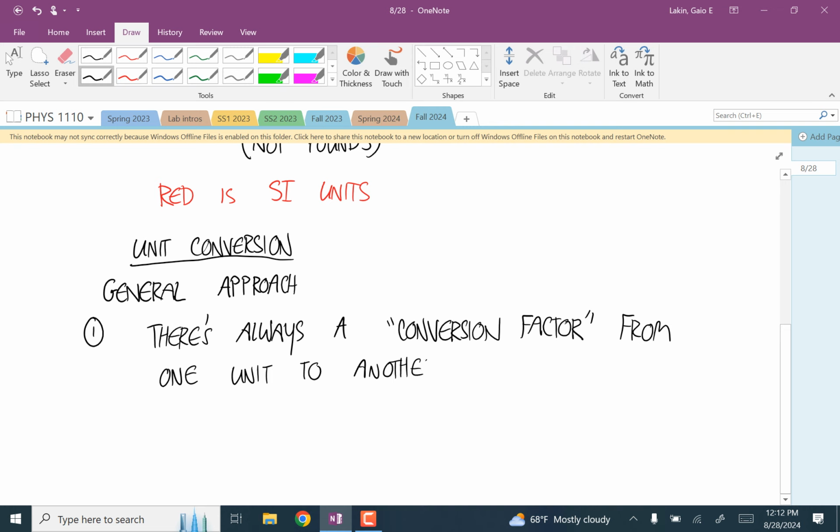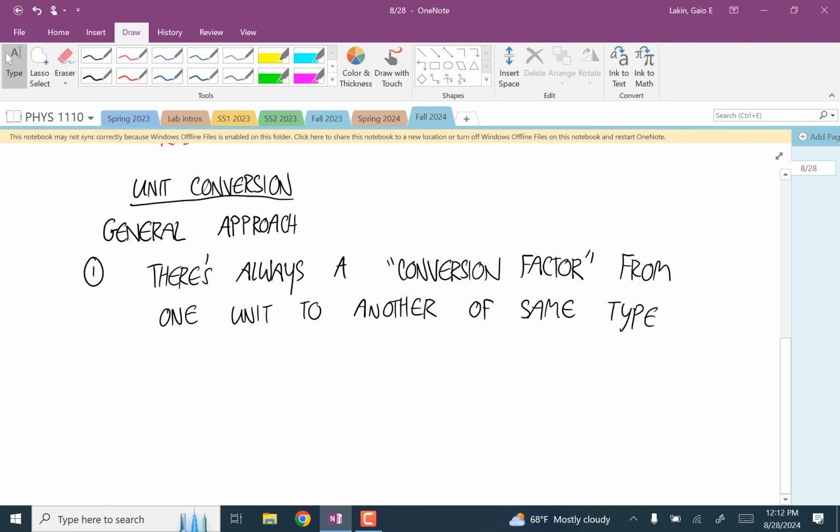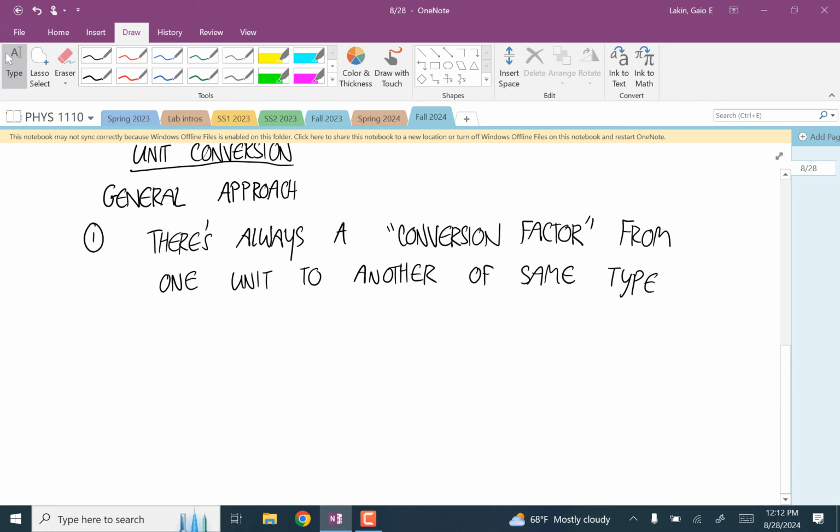And when I say type, I mean like if you're calculating something that has to do with length, you can't convert from meters to seconds. Those aren't the same type. And these unit conversions come from equalities between different units. So for example, 1 mile is equal to 63,360 inches.